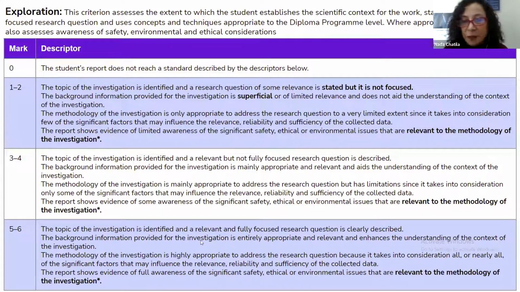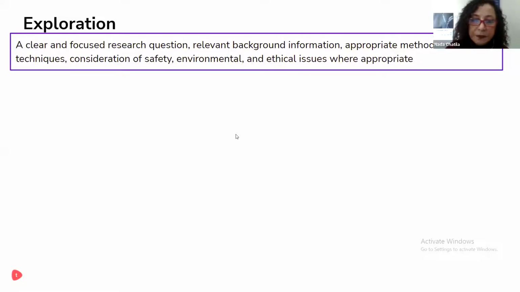Again, we deal with 4 descriptors. The first one has to do with the research question. The second one with the theoretical background and setting a theoretical framework for the investigation. The third one is for the methodology and taking into consideration the significant factors that affect the reliability, relevance, and the sufficiency of the data. And the last descriptor is not a must. It's only a must when it is really appropriate, and it has to do with showing awareness about safety, ethical, and environmental issues.